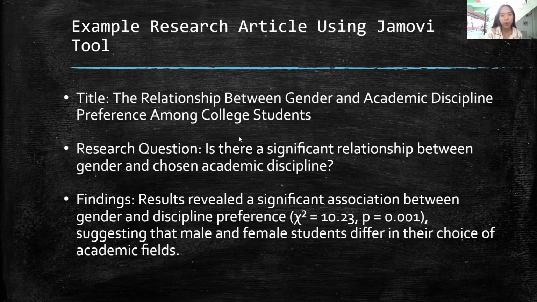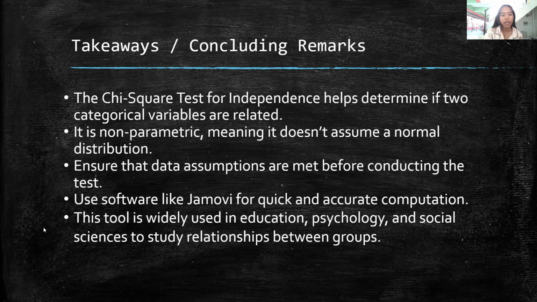And the chi-square test for independence is very useful when we are raising this kind of question. So from that, the findings of the research revealed a significant association between gender and discipline preference, suggesting that male and female students differ in their choice of academic fields.